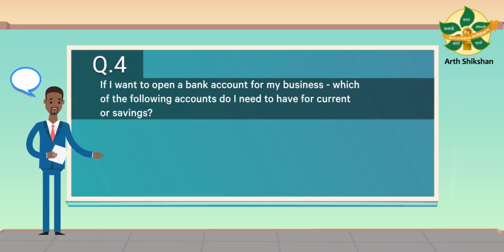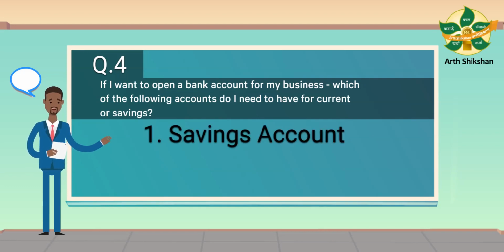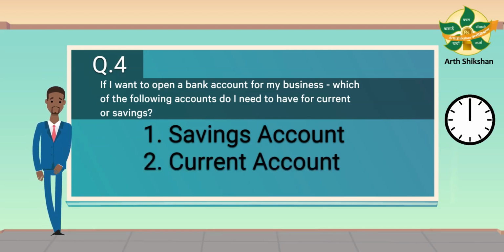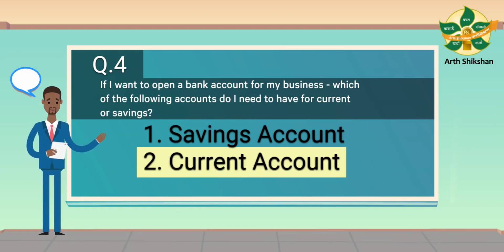Question 4. If I want to open a bank account for my business, which of the following accounts do I need to have, current or savings? Option 1. Savings account. Option 2. Current account. Answer. Option 2.